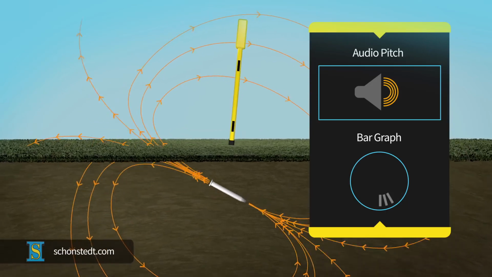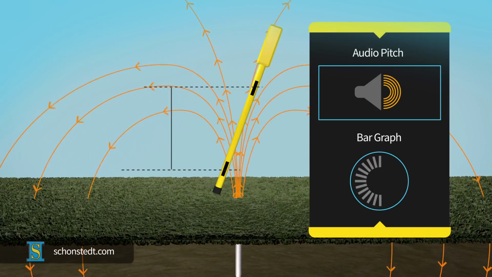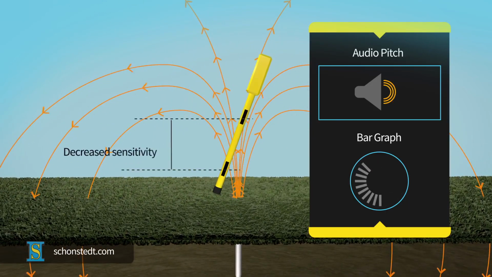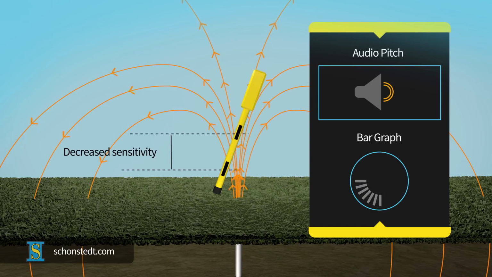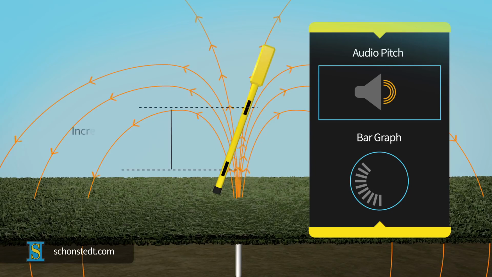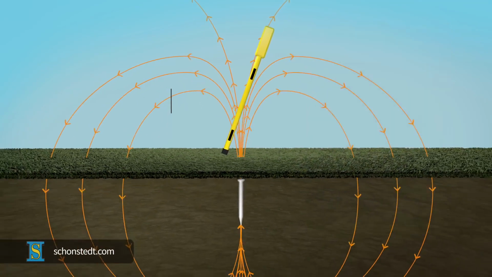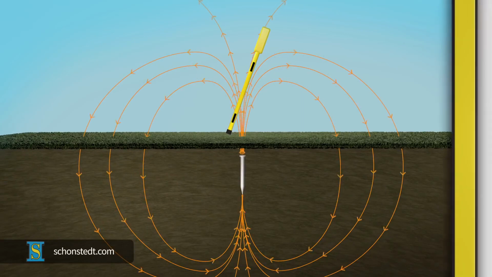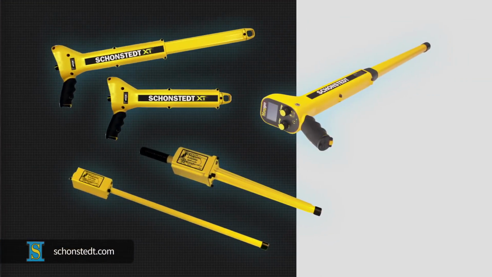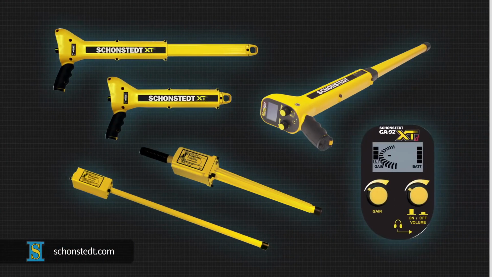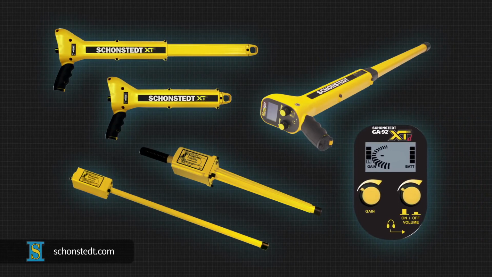The fixed spacing between the sensors determines the overall length of the locator and has an impact on the field difference detected, or the sensitivity of the locator. The further apart the sensors are, the more sensitive the locator is. Schonstedt offers magnetic locator models with various sensor spacing, plus audio and visual indicators.